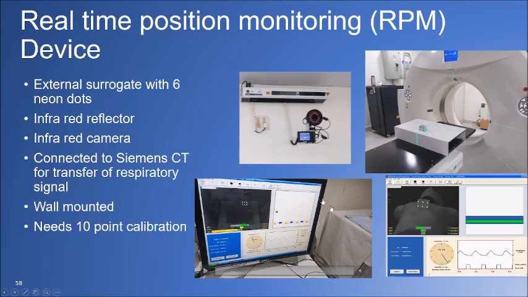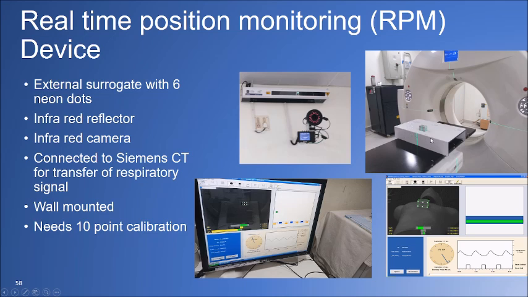You're all familiar with this. This is the real-time RPM device, the real-time position monitoring device. It comes with an external surrogate for patient breathing motion assessment and positioning, which has six neon dots. I think the new one that you get in the TrueBeam has fewer. And you can see this box. I will talk about this. There's something which I did, so I'm very curious to tell you about it.